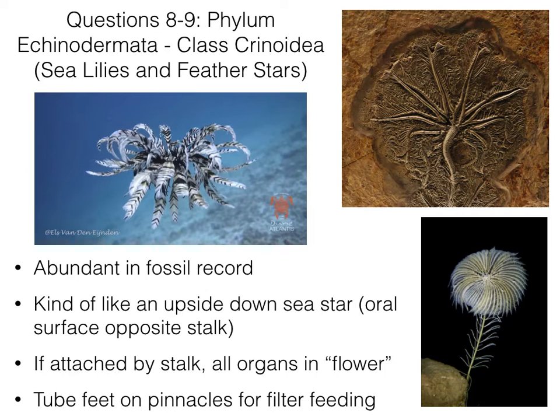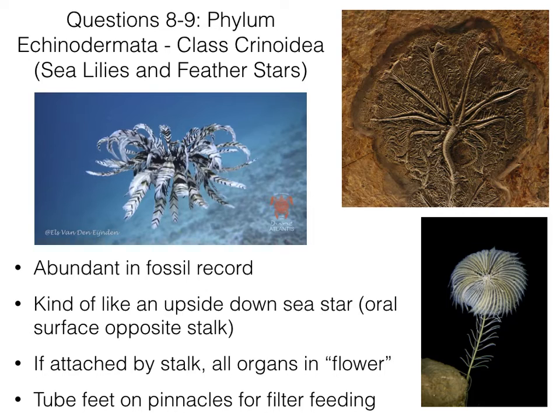So when we talk about sea stars and all echinoderms, actually, other than the sea cucumbers, they have what's called an oral surface where the mouth is, and an aboral surface, right, or the one that's on the opposite of the mouth. So in the crinoids that are attached, they're kind of like an upside down sea star because their stalk is attached to the aboral surface and their mouth is pointing out towards the ocean.